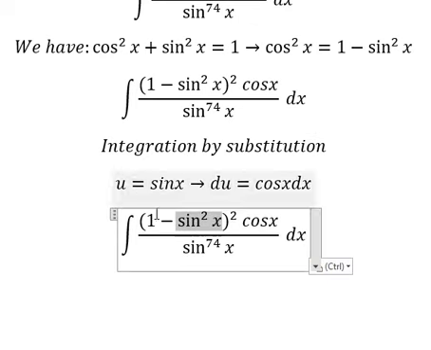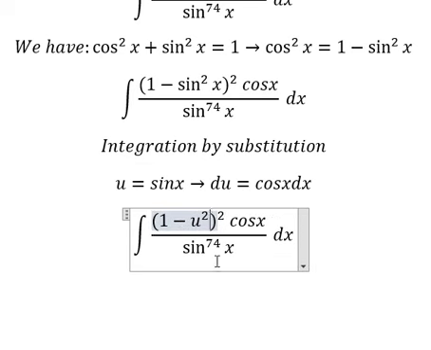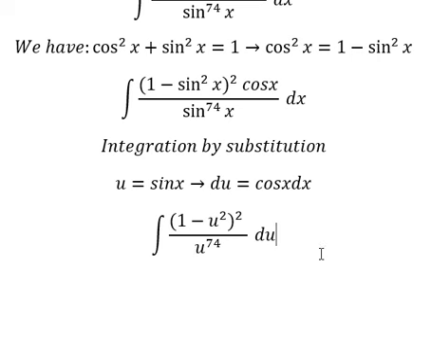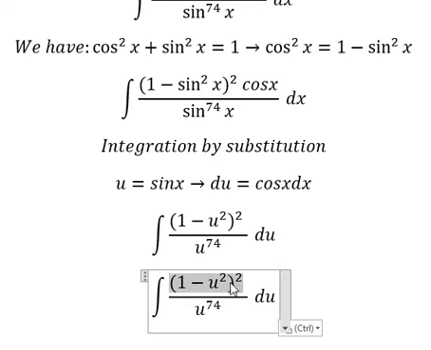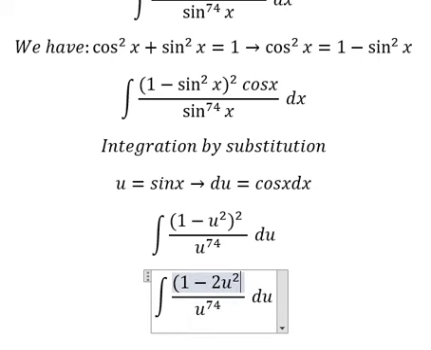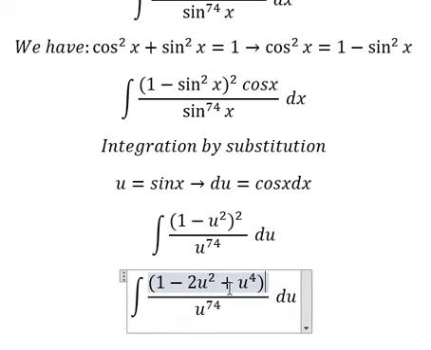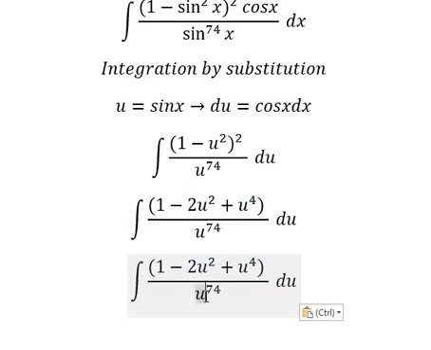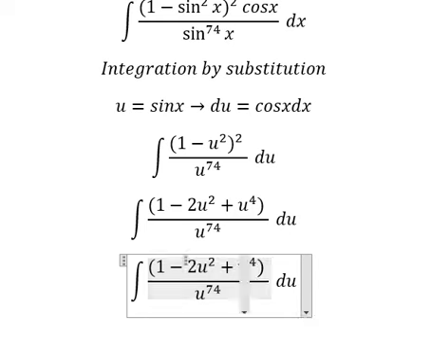So sine x we change by u, and we have u square. This one we change by u. Cosine x dx we change by du. Now we need to expand this one, and we have like this. So 1 divided by this one, we have u to the power of negative 74. Similar for this one and this one, and they should be like this.